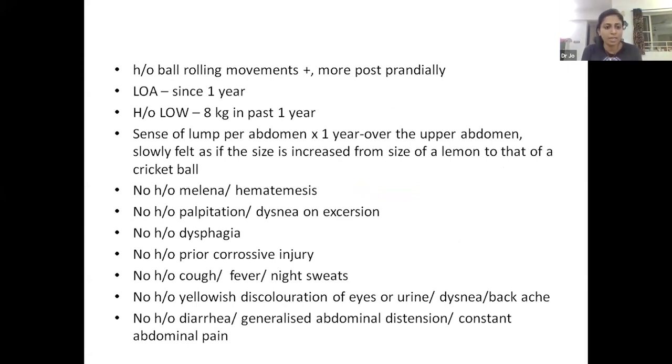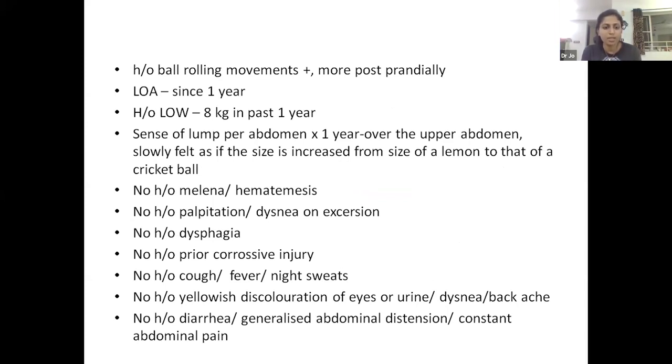Loss of appetite since 1 year. History of loss of weight, 8 kg in the past 1 year. There is a sense of lump per abdomen for the past 1 year over the upper abdomen. Felt as if the size has increased from size of a lemon to that of a cricket ball.